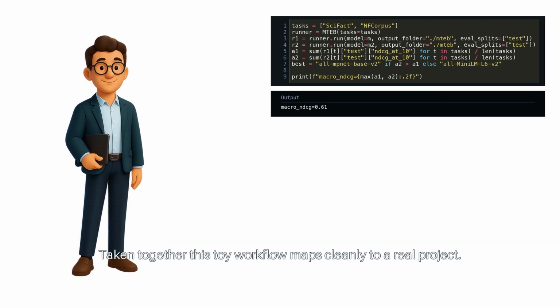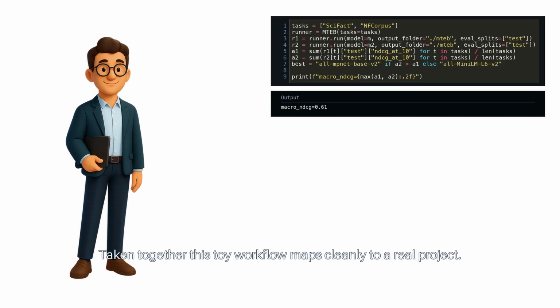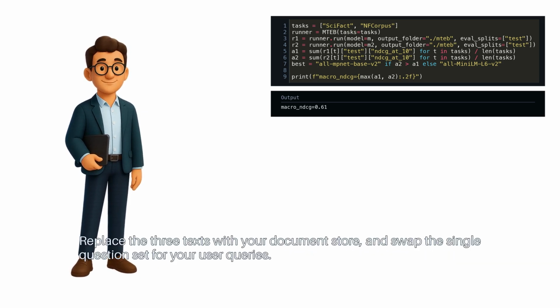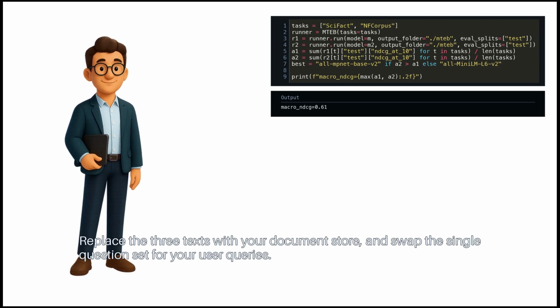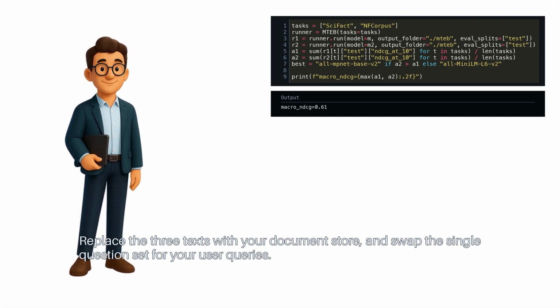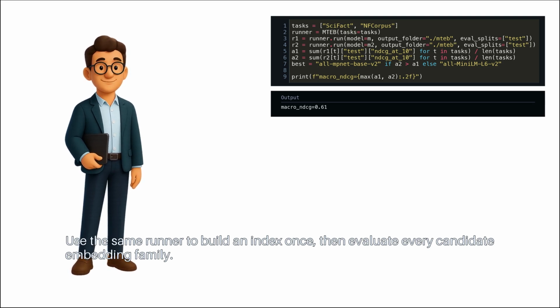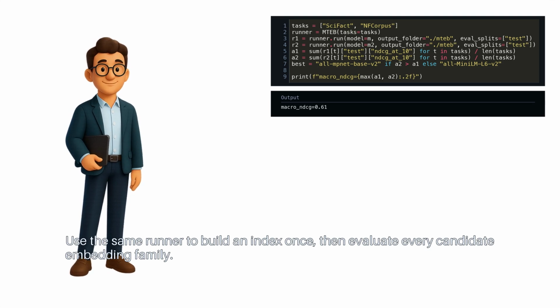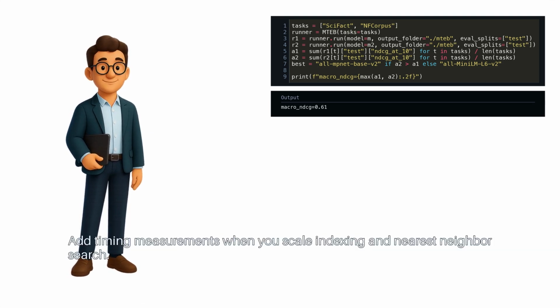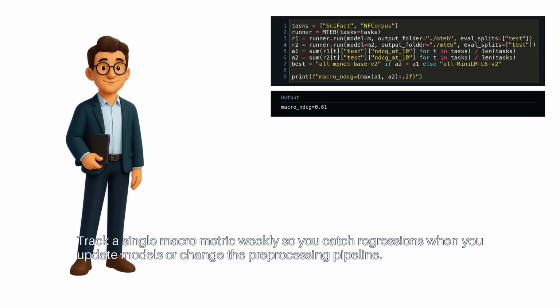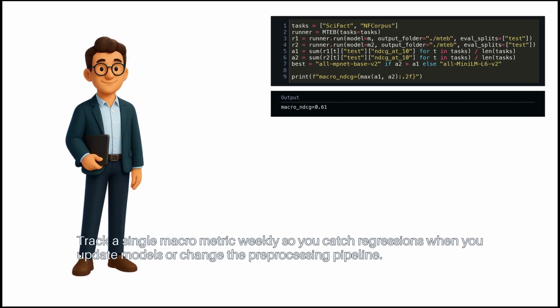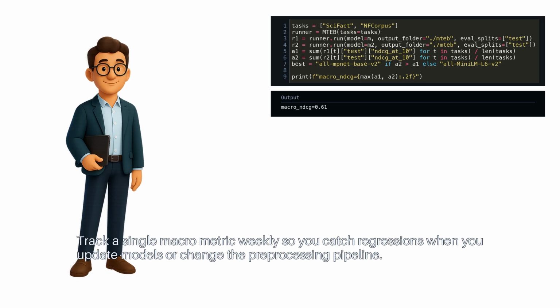Taken together, this toy workflow maps cleanly to a real project. Replace the 3 texts with your document store and swap the single question set for your user queries. Use the same runner to build and index once, then evaluate every candidate embedding family. Add timing measurements when you scale indexing and nearest neighbor search. Track a single macro metric weekly so you catch regressions when you update models or change the pre-processing pipeline.